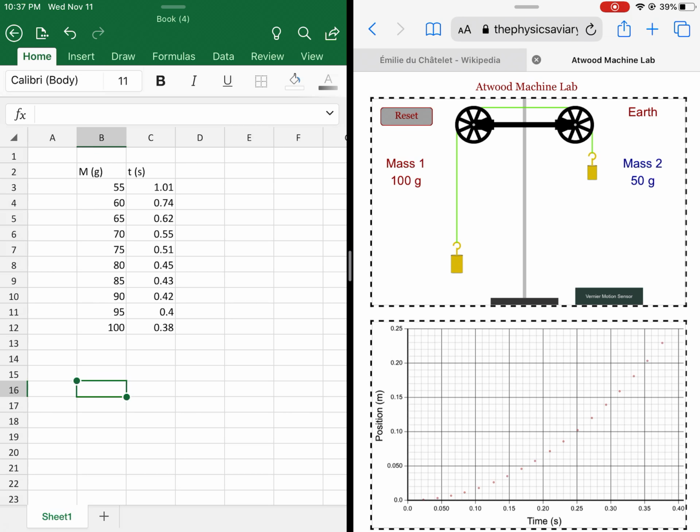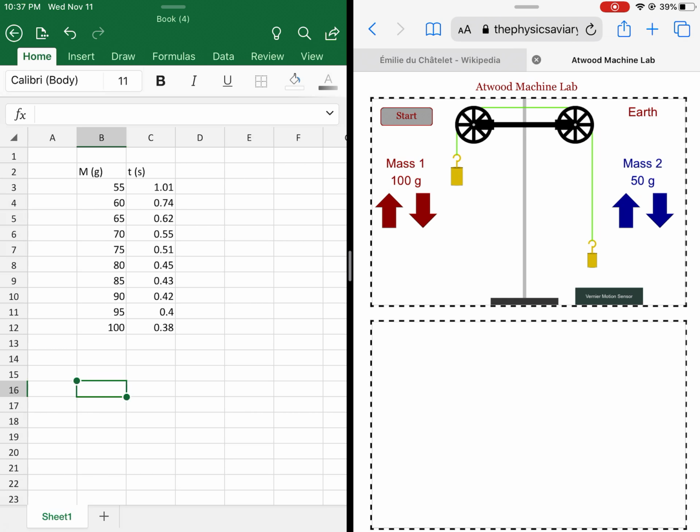Okay, so I finished collecting my data. You can see I've got 10 data points. Now for your table, you are starting with, I think I had said 60 grams for mass 2, and then mass 1 starts at 65, then 70, 75, and it goes up until you've got 10 data points.